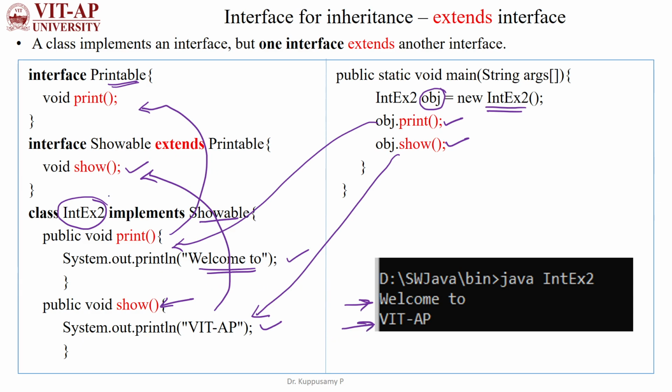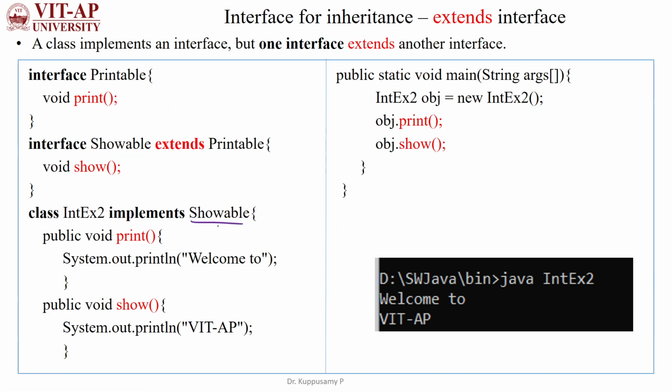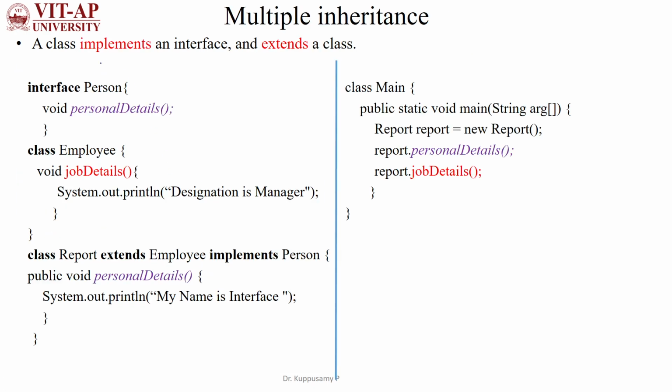So here you should observe that an interface is extending another interface. When it is extending like that, we can implement the child interface, and through that we can access the features of the parent interface of this child interface, right? And here is another feature: a class is implementing an interface and at the same time extending another class. Look here, we are defining the interface Person, which has the abstract method personal details.